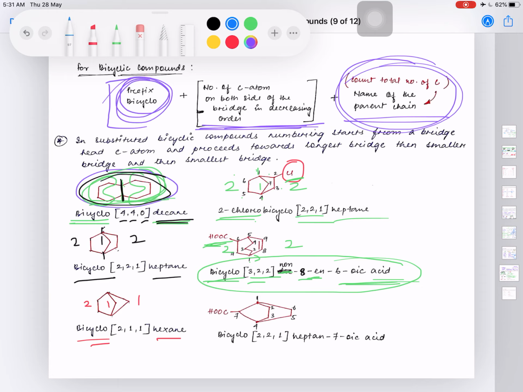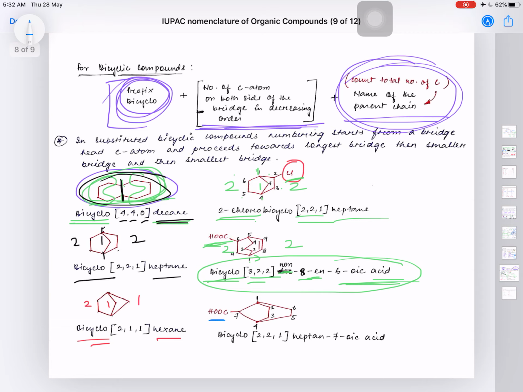Okay. Now this last example, you see it is also the same. You have a carboxylic acid functional group, and on the right-hand side you have 2 carbons, left-hand side you have 1, and the central part you have 2 carbon atoms. So it is bicyclo 2 2 1 heptane 7-oic acid. Okay, heptanoic acid. So in this way you can write IUPAC nomenclature for bicyclic compounds.